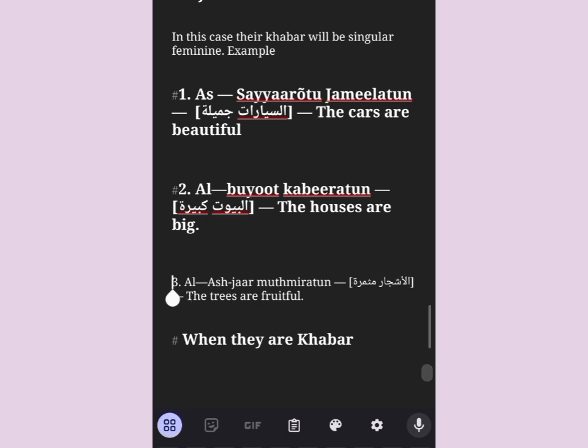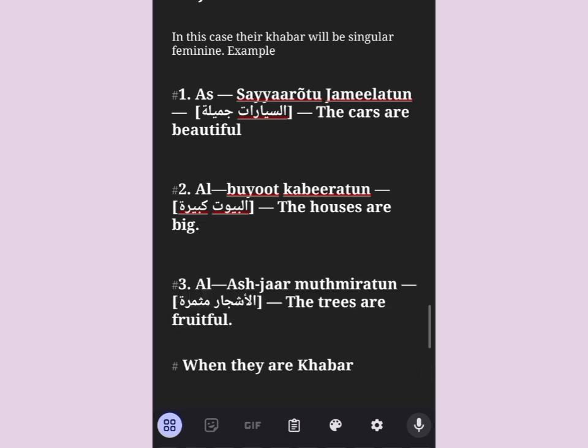Alright, now let's look at another one. الأشجار مثمرة. The trees are fruitful, productive. You see, in this case, we have the singular feminine being the khabar. Exactly.